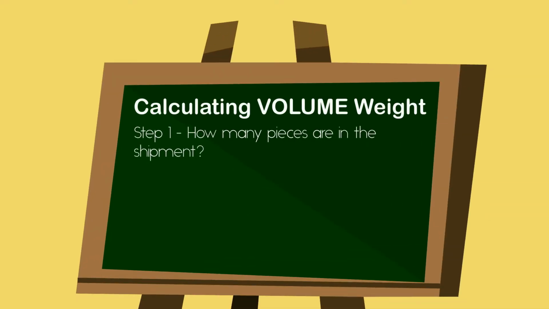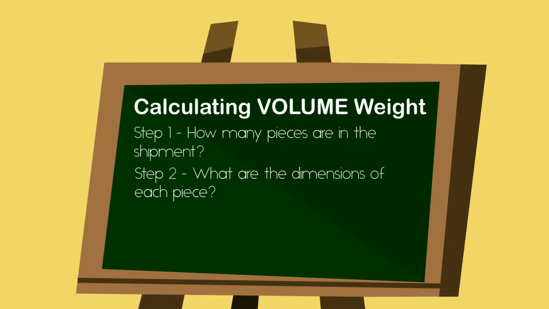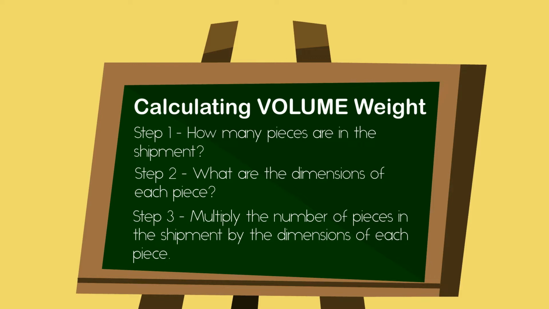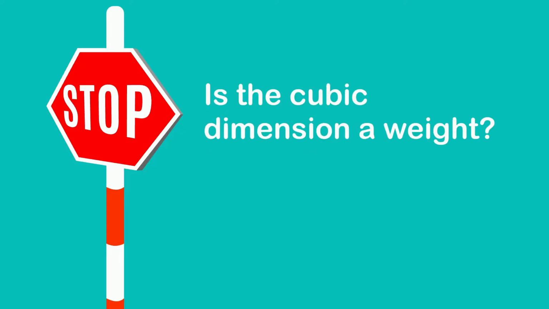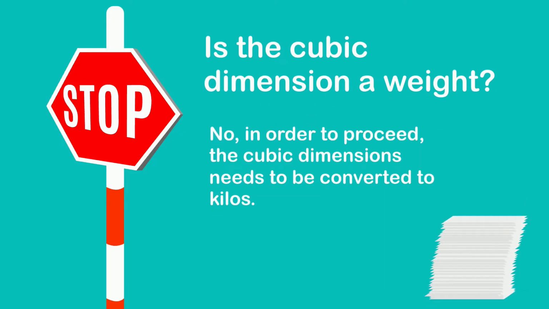Once you have your actual weight, then you're going to get your volume weight. How you get your volume weight is you take the number of pieces, multiply that by the dimensions of each piece, to get your cubic measurement. What you now have is a cubic measurement. This is not a weight. In order to get your volume weight, you need to convert your cubic measurement into kilograms.